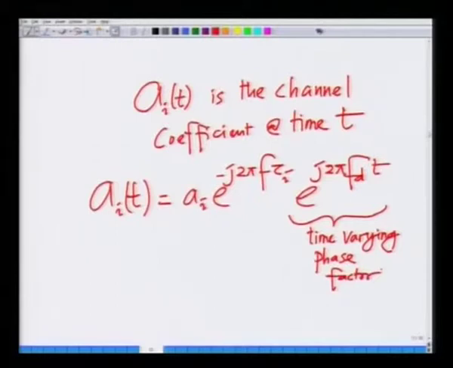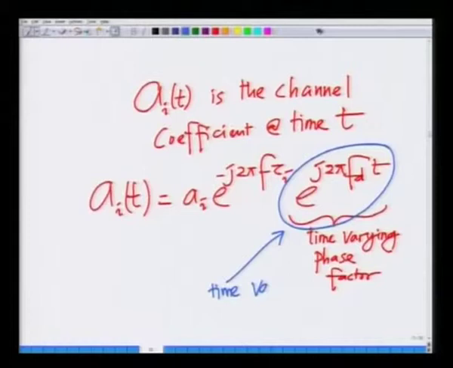This is the time varying phase factor. This is what results in the time varying nature of the channel. This results in a time varying wireless channel.